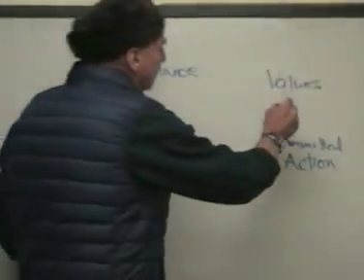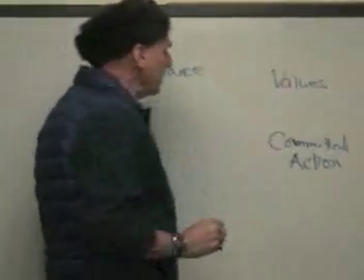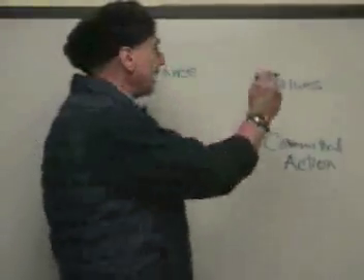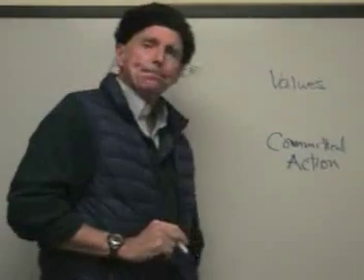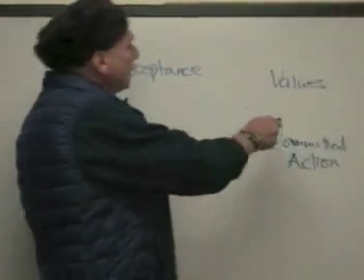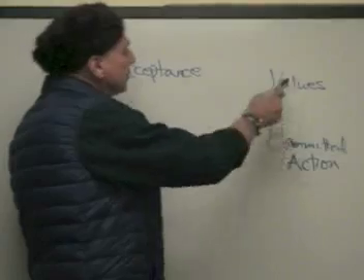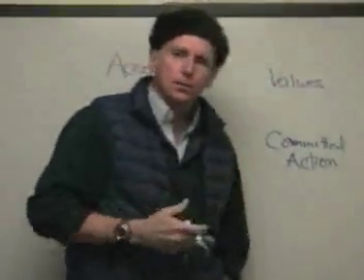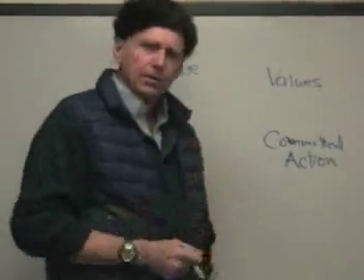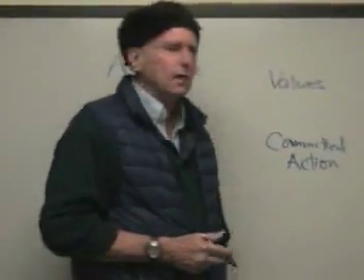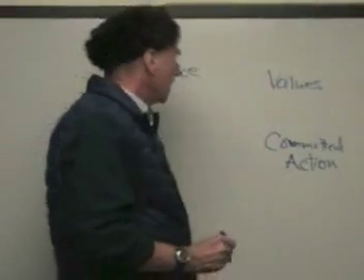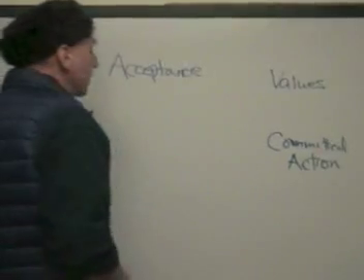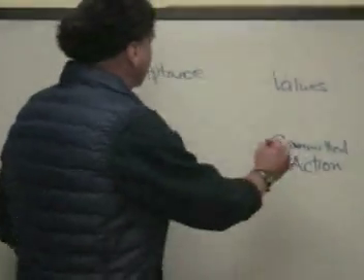So we've got values is where we're headed. Committed action is doing stuff that takes you there. But when we find ourselves trying to do something, heading in a direction that matters to us, we're often thrown into other stuff that arises that makes it difficult to get to where we're trying to go. And so I'm going to start to immediately talk about some of these things.